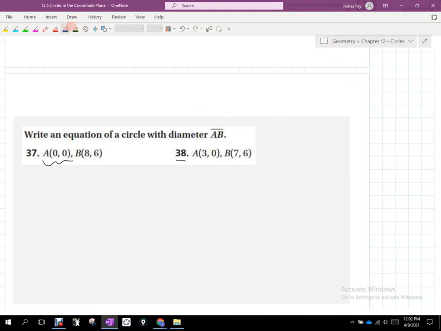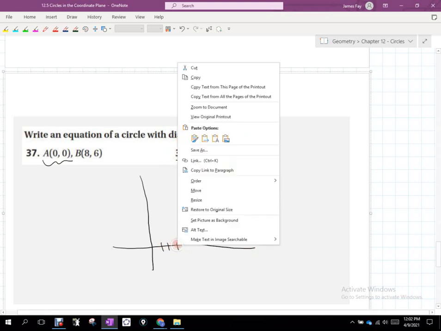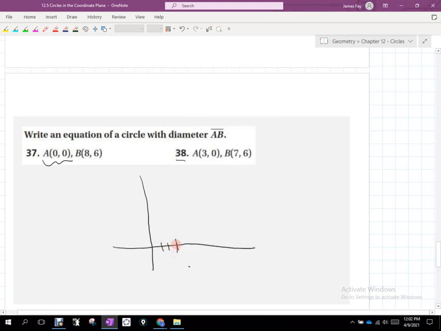I think with these, it might make sense to draw a picture. Now I'm telling you the ordered pair of the endpoints of your diameter, right? My picture doesn't have to be great. I'm just going to use it to help me realize what I'm doing here. We've got one diameter endpoint right there at 3, 0. And the other one is at 7, 6. So those are the endpoints of our diameter, correct?